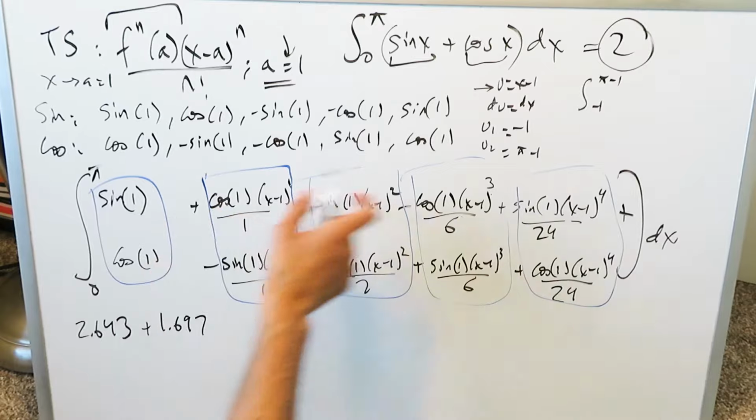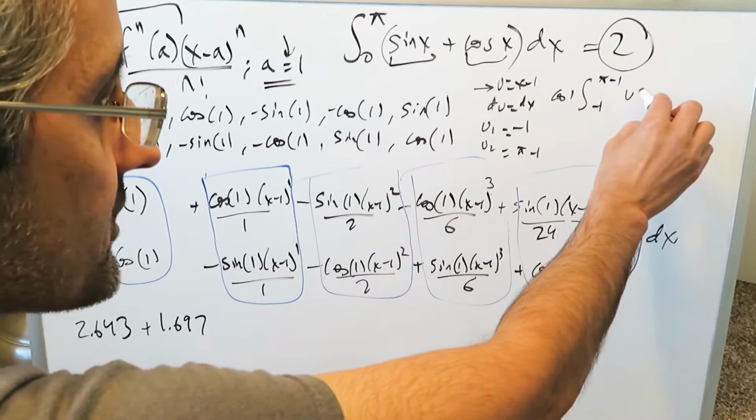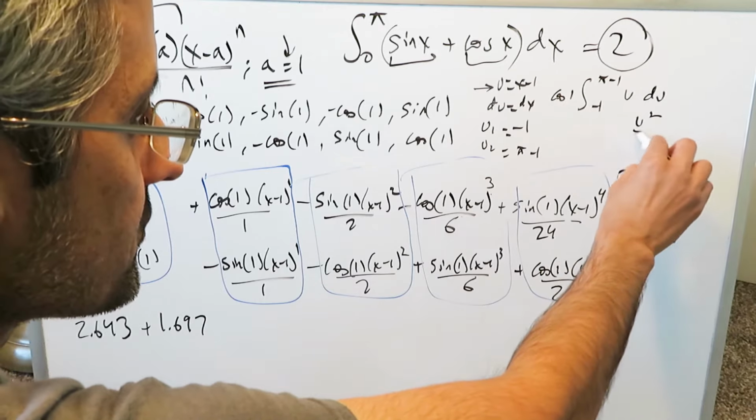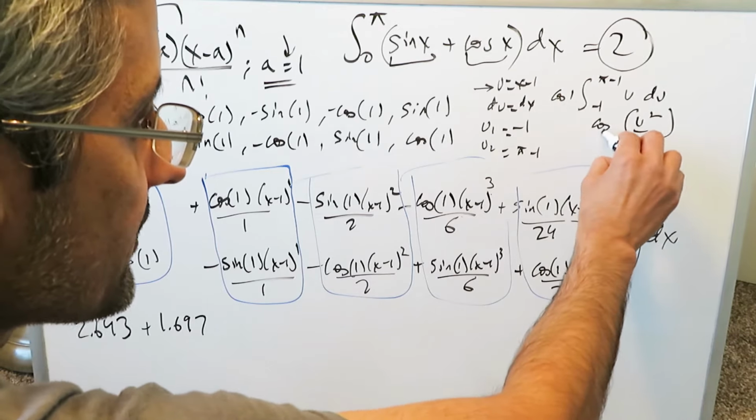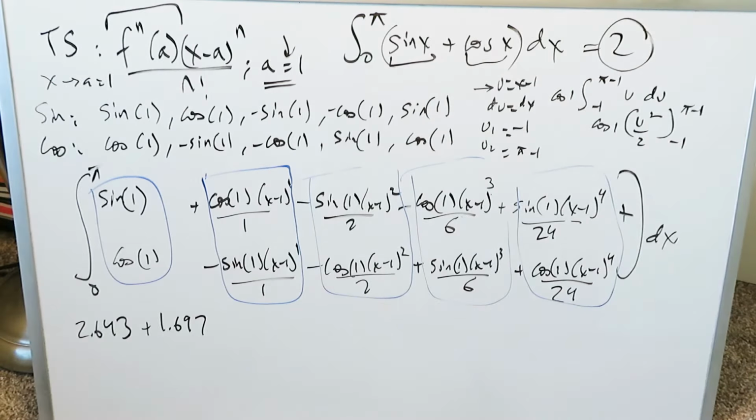I'm looking right over here. Cosine 1 can be pushed outside. This over 1 is meaningless. And then you have u du. From here you're getting u squared over 2 as an antiderivative, times cosine 1. And then you have pi minus 1 and minus 1. That's all that's coming out from right here in terms of its antiderivative.